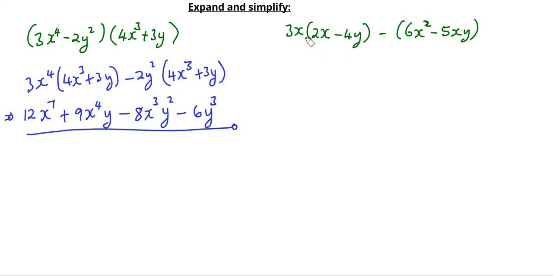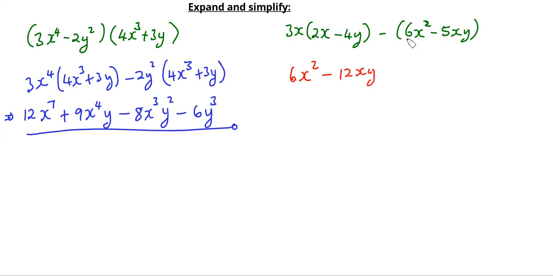What we have here is that we have the 3x multiplying the binomial, and also negative multiplying also the other binomial. So let's use another color there. We're going to just use red. So it's going to be 3 times 2 is going to give us 6x squared, minus 3 times 4 is going to give us 12, minus 12xy.